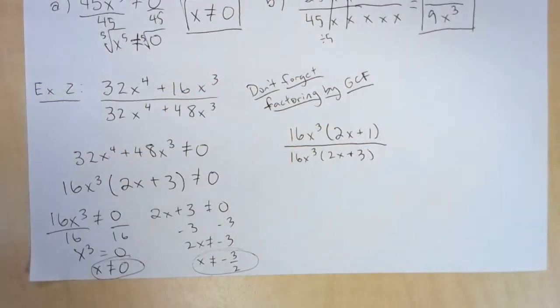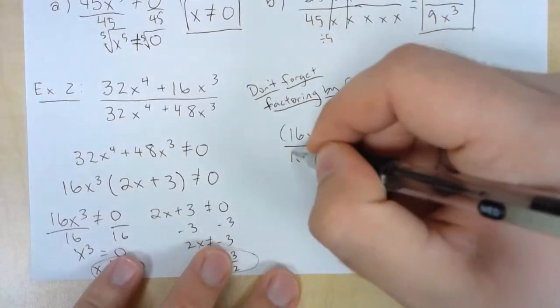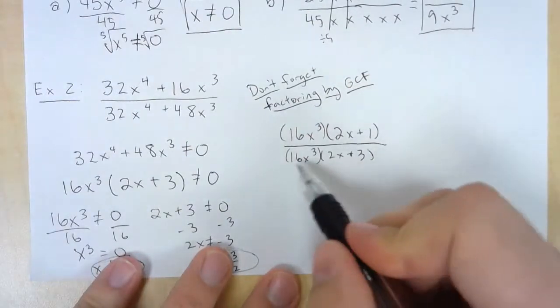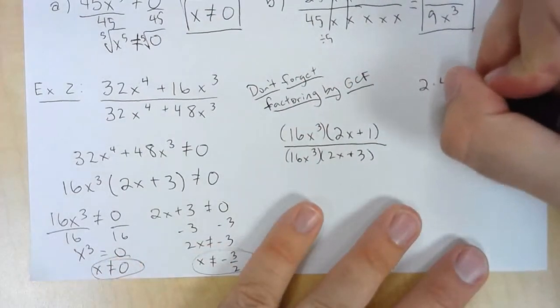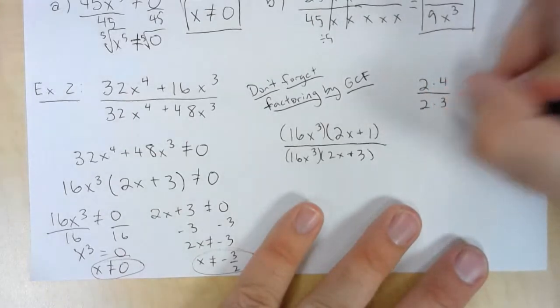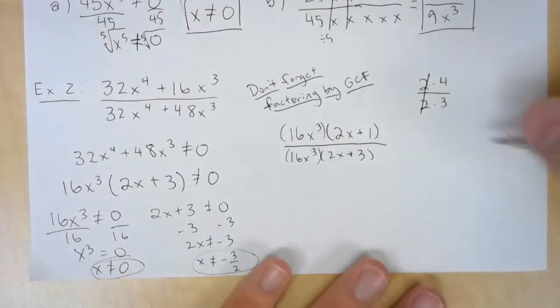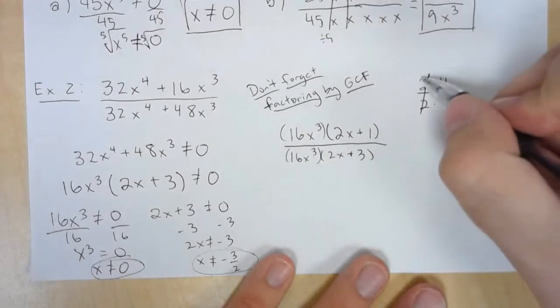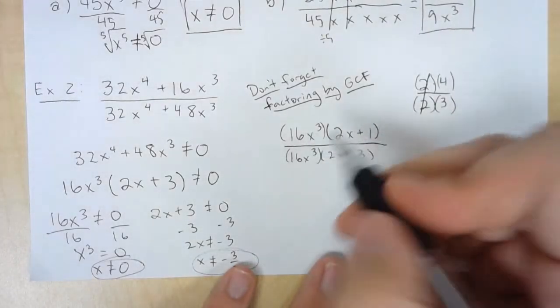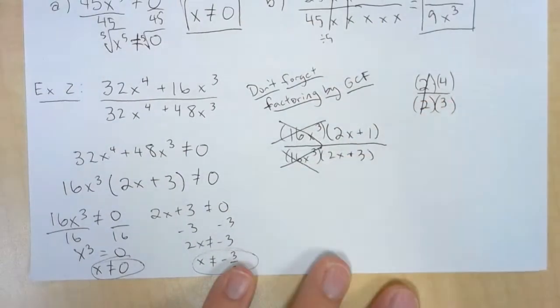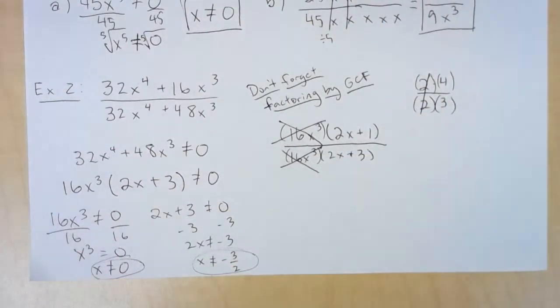So if we're simplifying it, we're going to cancel what's on the top and on the bottom. So we have 16x to the 3rd multiplying by 2x plus 1, and 16x to the 3rd multiplying by 2x plus 3. So just like we can cancel 2 times 4 over 2 times 3, we can cancel the 2's. We're going to do the exact same thing down here. Because this is all multiplication, we're going to cancel out what is exactly the same in the numerator and the denominator, which is 16x to the 3rd.